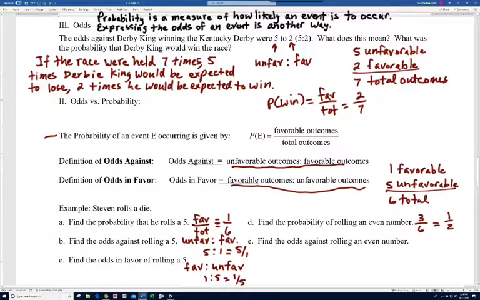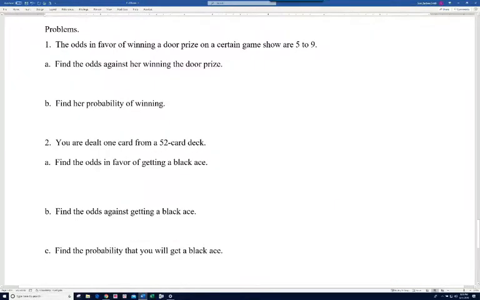Now it says find the odds against rolling an even number. So here we have 3 favorable outcomes and 3 unfavorable outcomes, and a total of 6. So odds against is the ratio of unfavorable to favorable outcomes. So here it's going to be 3 to 3, which we can reduce to 1 to 1. This is basically 50-50 odds. Half the time you're going to get an odd number, half the time you're going to get an even. So the odds against rolling an even number are 1 to 1. Those are even odds.